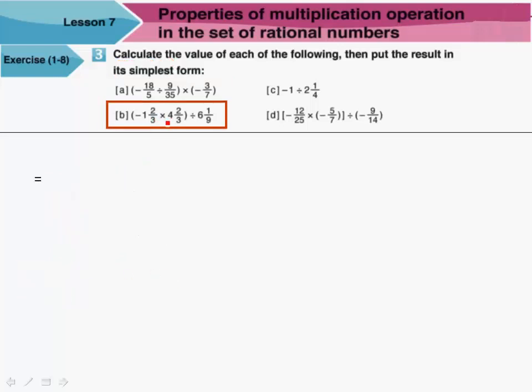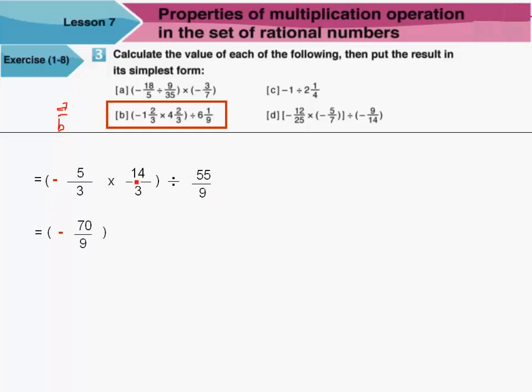For number B, we have to put the rational number in the form of A over B first. So this will equal 3 times 1 is 3 plus 2 is equal to 5. So this will be minus 5 over 3 times 3 times 4 is 12 plus 2 is 14. So it will be multiplied by 14 over 3. And all of this divided by 9 times 6 is 54 plus 1 is 55 over 9.